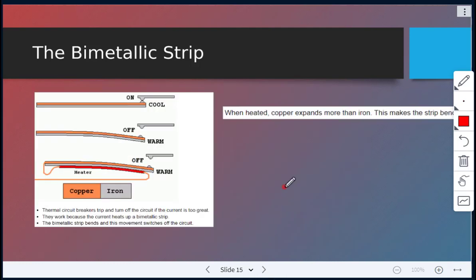Again, just showing the bimetallic strip and how it works. When heated, the copper expands more than iron. That will make the strip bend. All right, so here it's showing on, and then it turns off as it bends. So thermal circuit breakers, they trip and turn off the circuit if the current is too great. They work because the current heats up a bimetallic strip. The bimetallic strip will bend, and this movement will switch off the circuit.